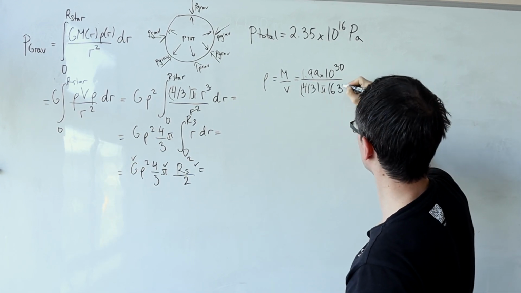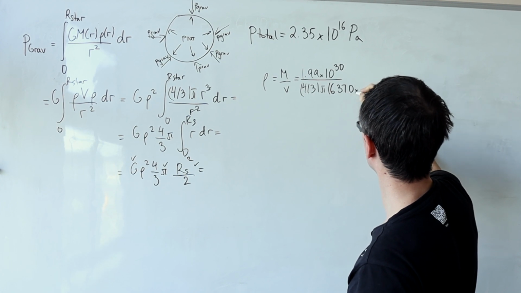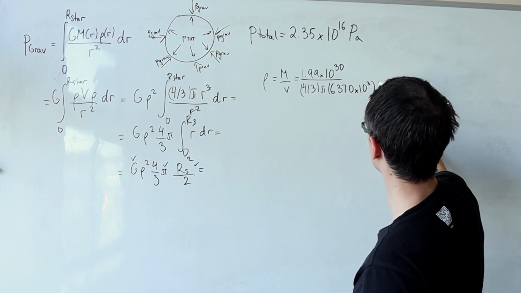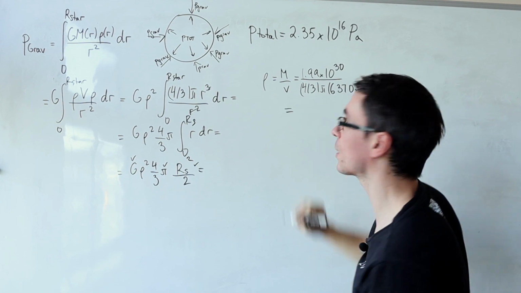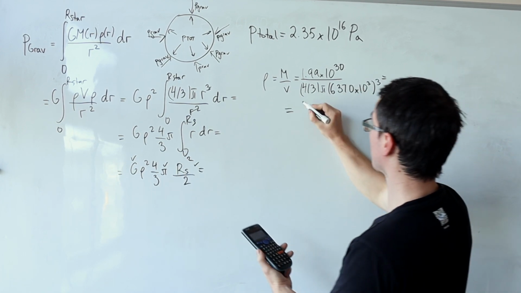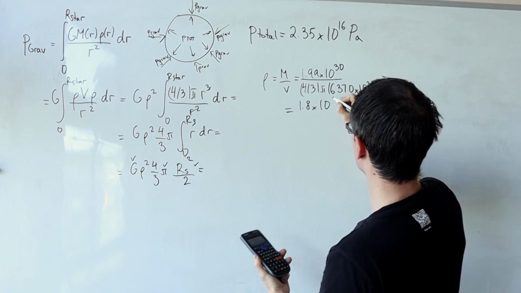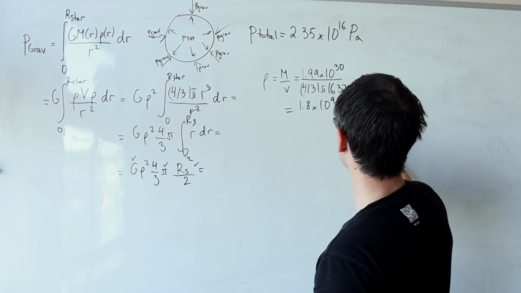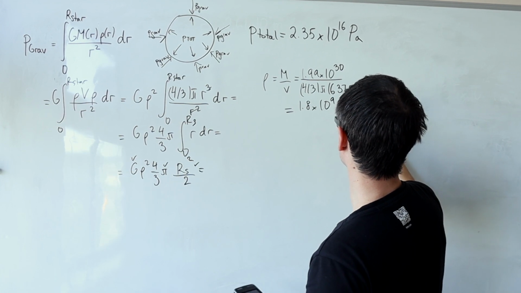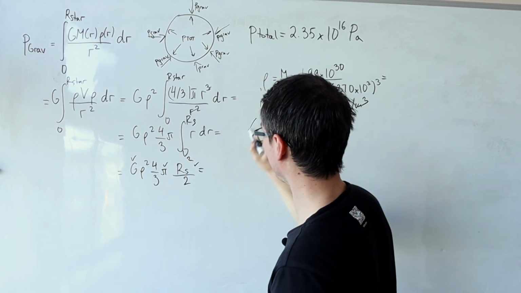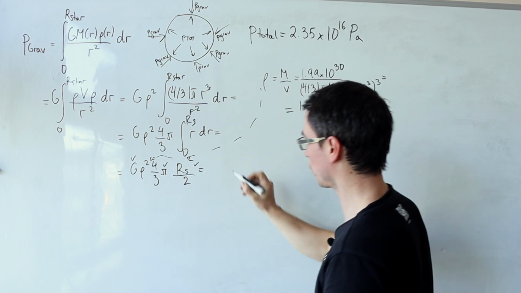is 6370 times 10 to the power of 3. And all of this is cubed. If we put this into a calculator, we're going to get around 1.8 times 10 to the power of 9 kilograms per meter cubed. And now I can plug this back into this integral.